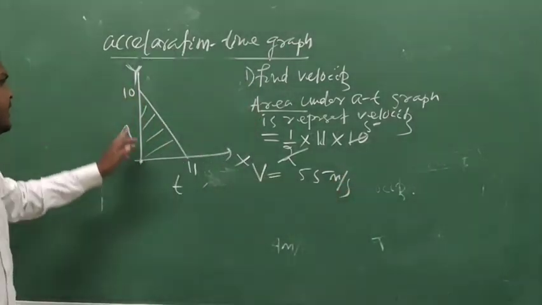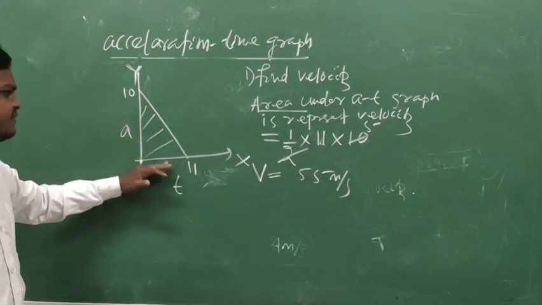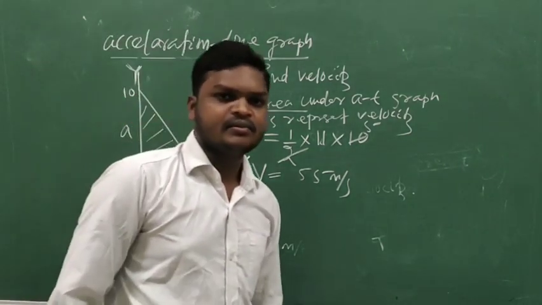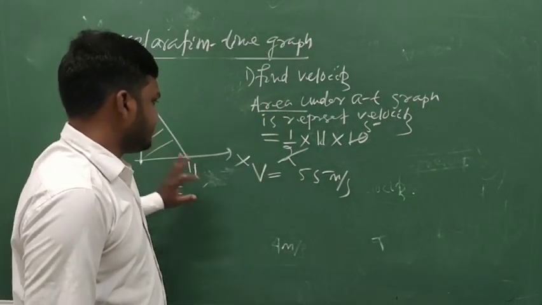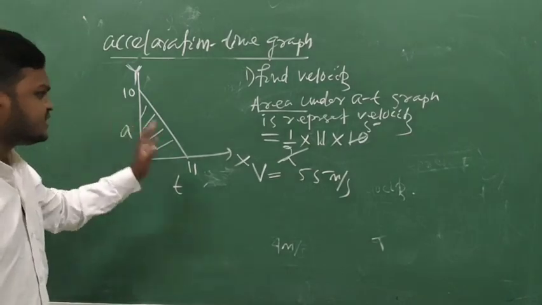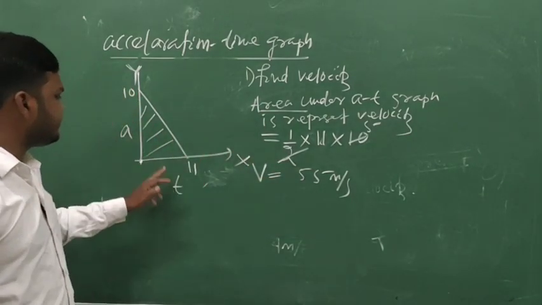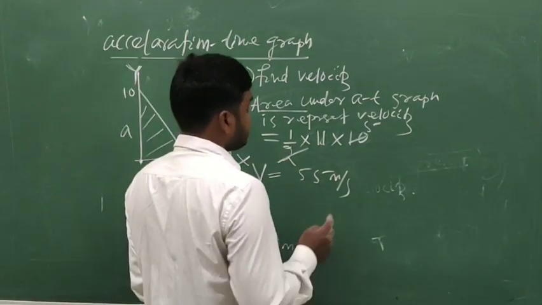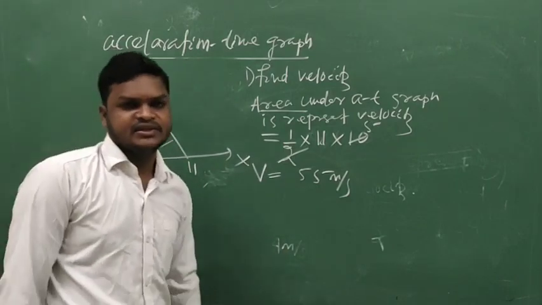So remember, the area under the acceleration time graph produces velocity. Remember, multiplication of area means multiplication of acceleration and time. So you multiply acceleration with time to get velocity.